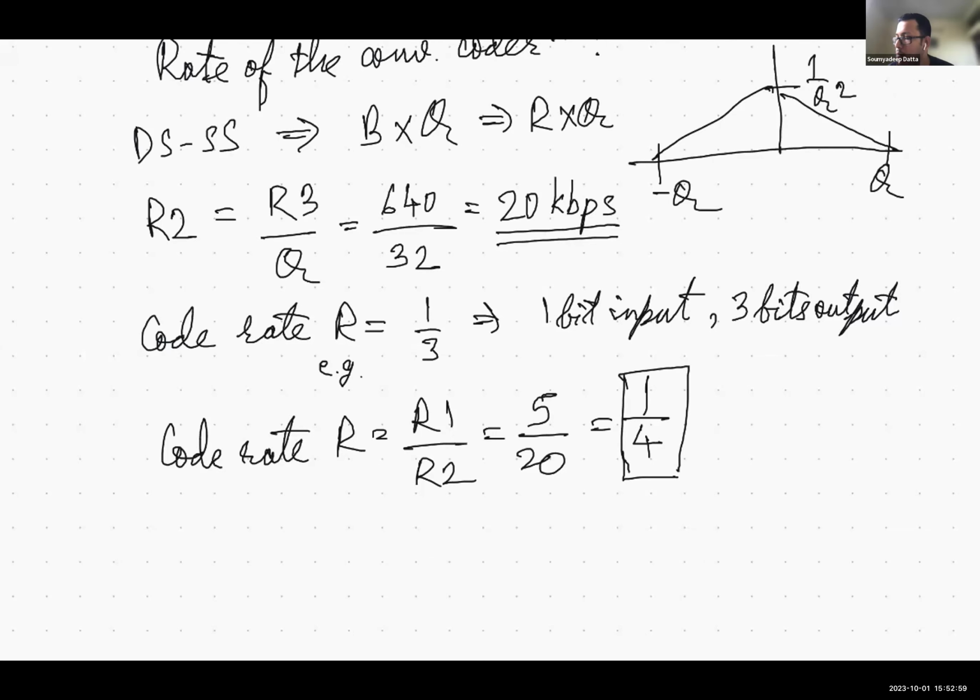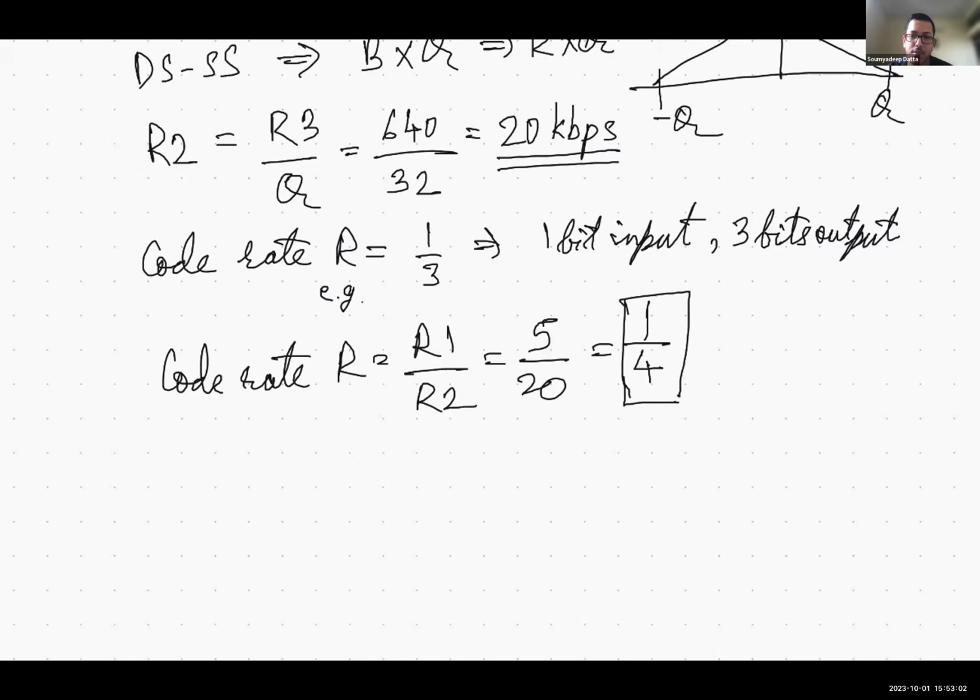Let's continue. Hope everybody followed. Any doubts? These parts were relatively simple. Now let us try this kind of question. Let me do another small question first.